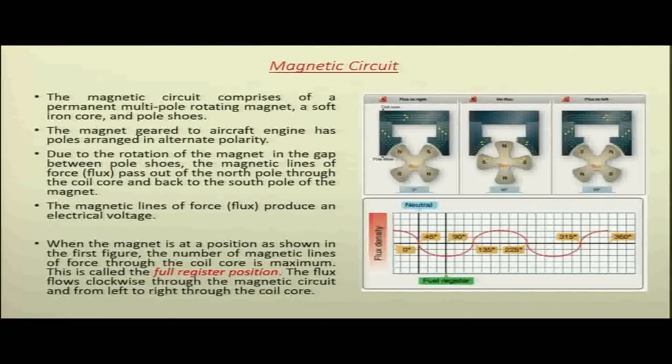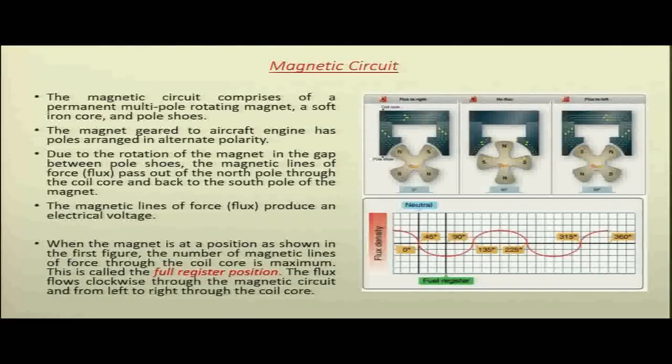Due to the rotation of the magnet in the gap between the pole shoes, the magnetic lines of force pass out of the north pole through the coil core and back to the south pole of the magnet. When this magnet rotates, since it is meshed to the engine, the magnetic lines of force come out from the north pole, pass through the coil core and then enter the south pole. So you can see the magnetic lines of force moving from left to right.